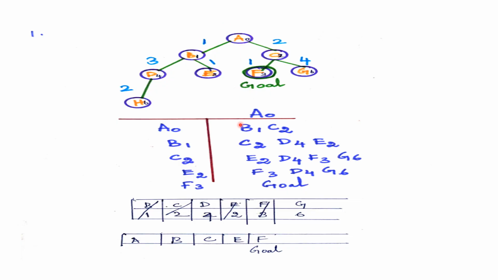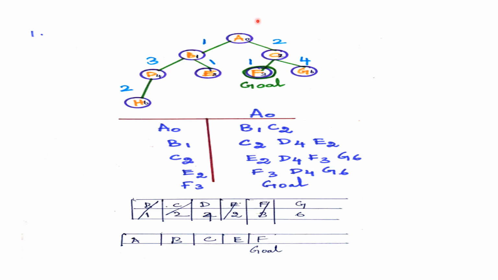So consider this problem. In this tree structure, how many nodes are available? A, B, C, D, E, F, G and H. Now I will consider A as the root node and F as the goal node. This is given in the problem itself. From A to F, apply the uniform cost search and find the path. How to find the path with the help of the uniform cost search algorithm?